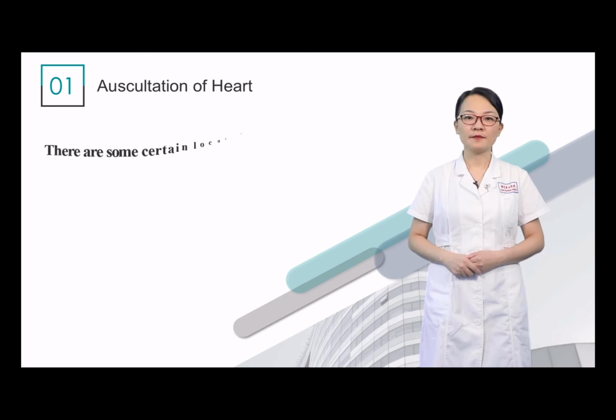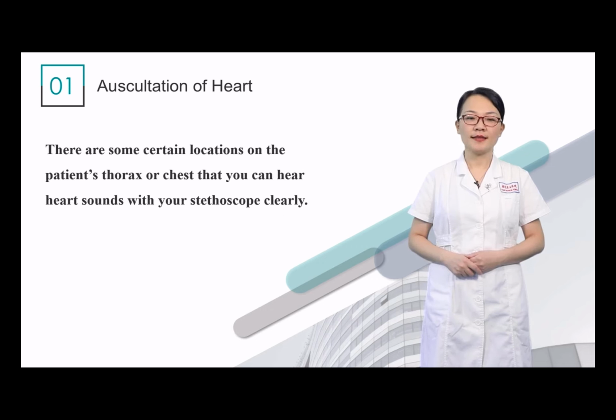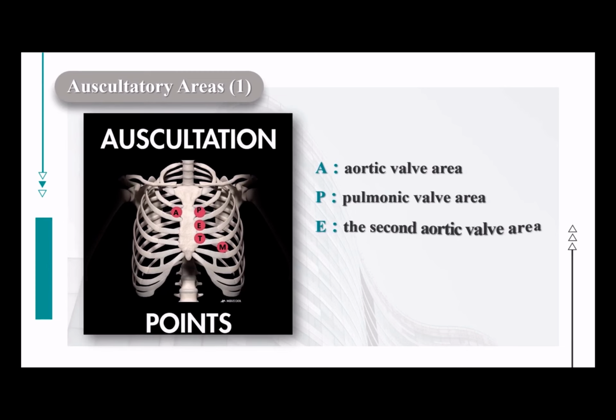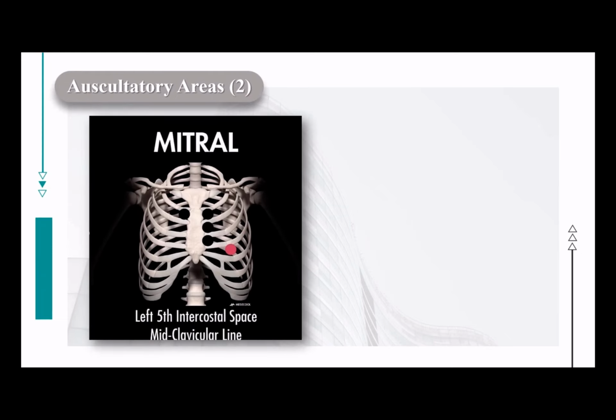There are some certain locations on the patient's thorax or chest that you can hear heart sounds with your stethoscope clearly. Please look at the picture. It shows the auscultatory valve area, including the aortic area, the pulmonary area, the second aortic area, the tricuspid area, and the mitral area. The picture in the left shows the mitral area, which is located in the apex beat.